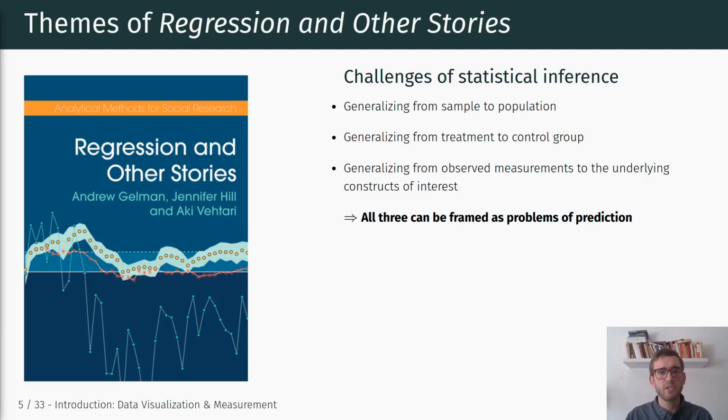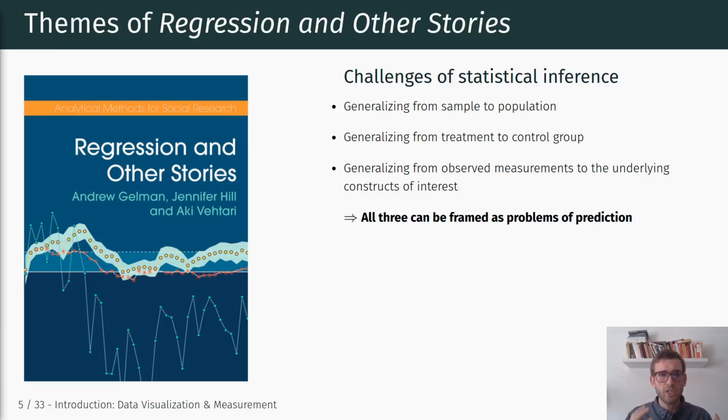Similarly, if we're generalizing from treatment to control group, we can think about this in terms of a prediction in a sense that we are adjusting for imbalances between the treatment group and the control group by predicting what the treatment group would look like in a hypothetical scenario if that group hadn't received the treatment, or the other way around, predicting what the control group looked like in the hypothetical scenario if observations in the control group actually received the treatment.